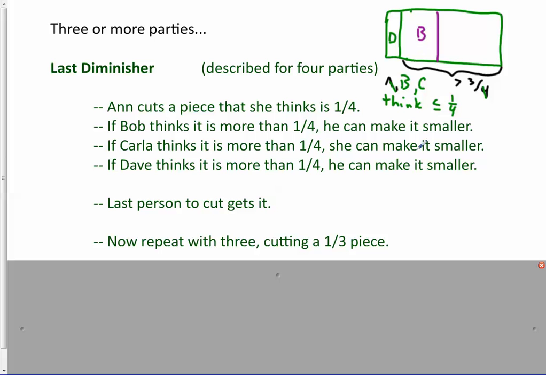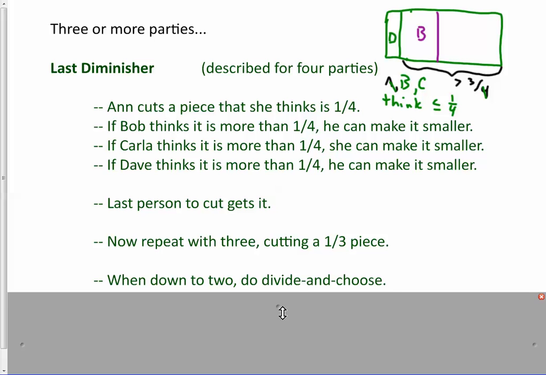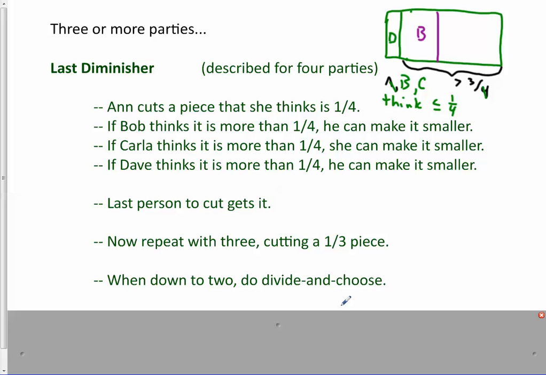And again, Ann and Carla think that what's left is more than a half. They think the 2 pieces that are gone are less than a half, and they think the piece that is left is more than a half. So they're still happy. All right, and then you do it again. And actually, when you get down to 2, you don't do this again. When you get down to 2, you just do divide and choose, because that really works when you're down to 2. Okay, so that's the last diminisher procedure.